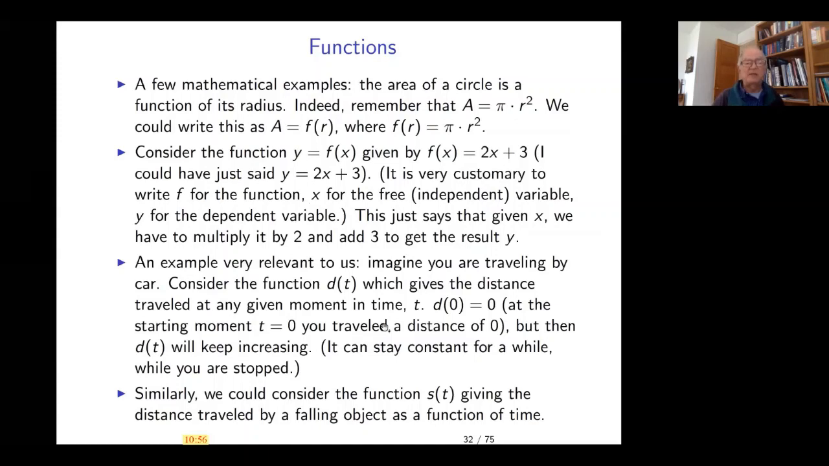Now, a relevant example for us is the distance function. You are traveling, and you want to record your distance traveled at every moment in time. So that will be a function of time, the distance traveled in terms of time. For a falling object, I just replaced the d by s because it's not a distance, but some space traveled. So it's a falling object, s of t, at a given time, it went down a certain amount.